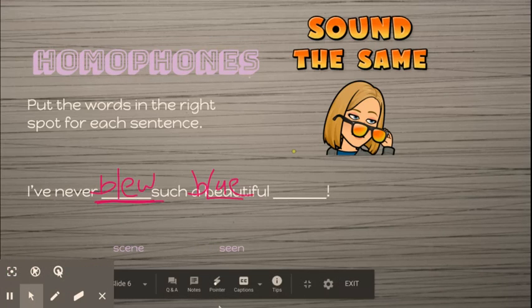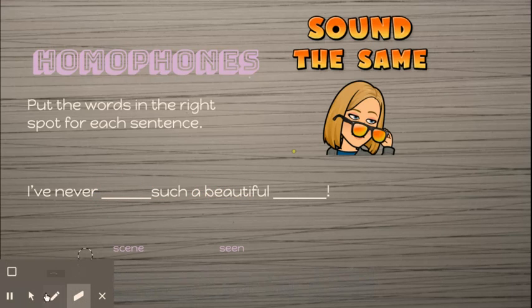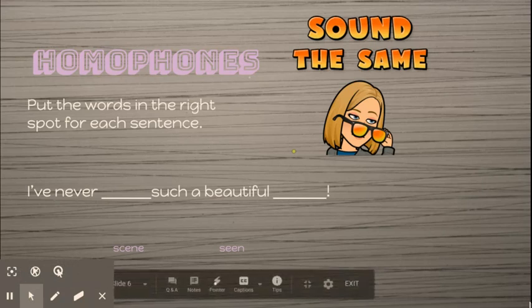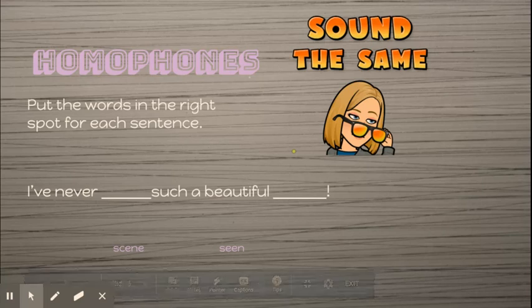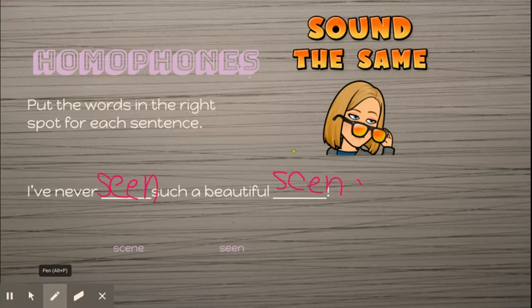Next, we're going to look at the sentence. I've never seen such a beautiful scene. Which word will go in the sentence first? I've never seen such a beautiful scene. You should have put seen, S-E-E-N, first. This is the verb. That is the past tense of see. Such a beautiful scene. We've been talking a lot about plays, and in our plays we have scenes.